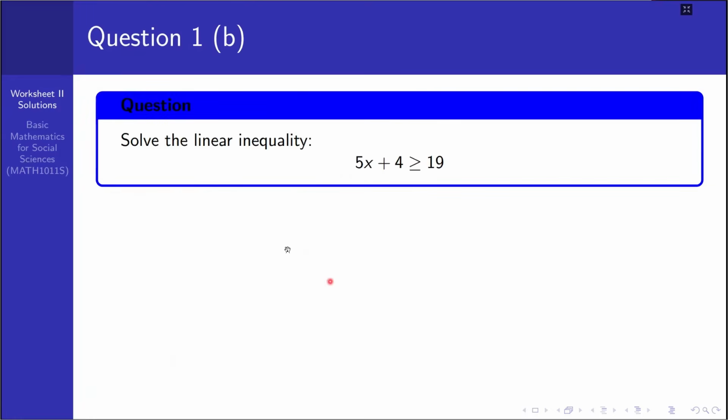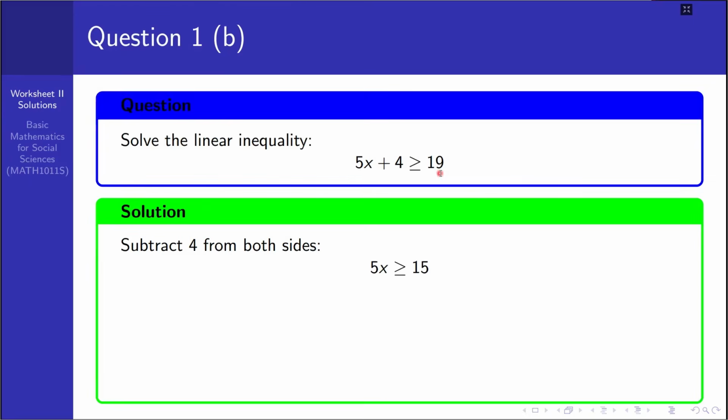Next question. Solve the linear inequality again, 5x plus 4 greater than or equal to 19. Again, in order to solve this inequality, we use the addition and product, or simply quotient, property. If we subtract 4 from both sides of this inequality, we have 5x plus 4 minus 4 is 5x, and 19 minus 4 is 15, so that we have 5x greater than or equal to 15.